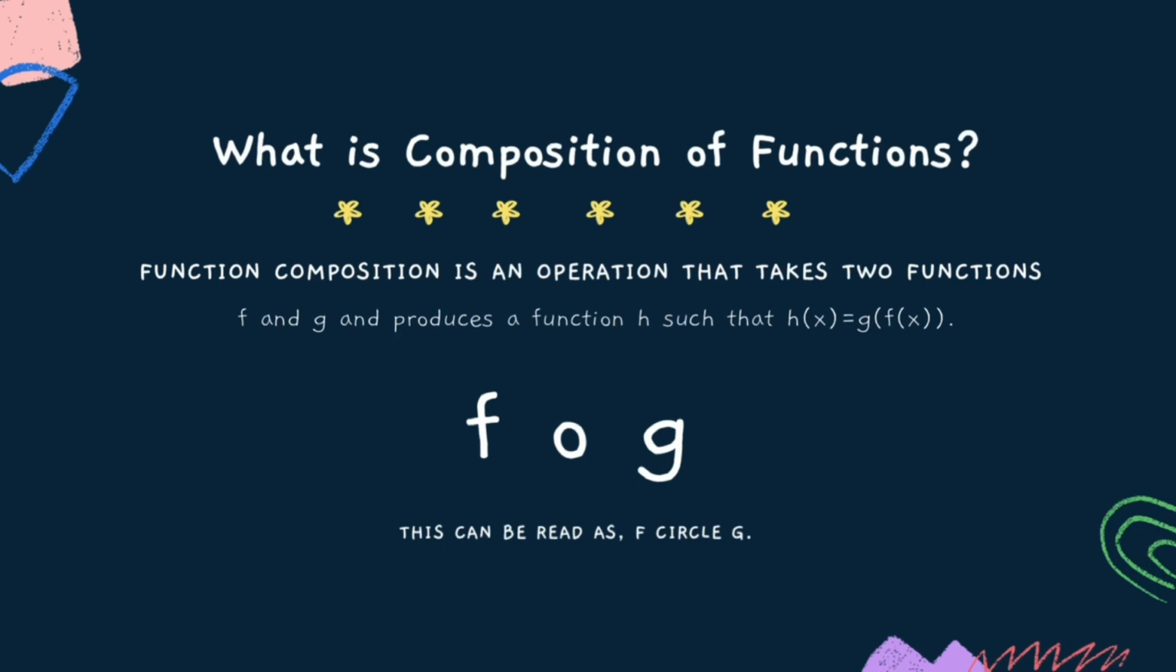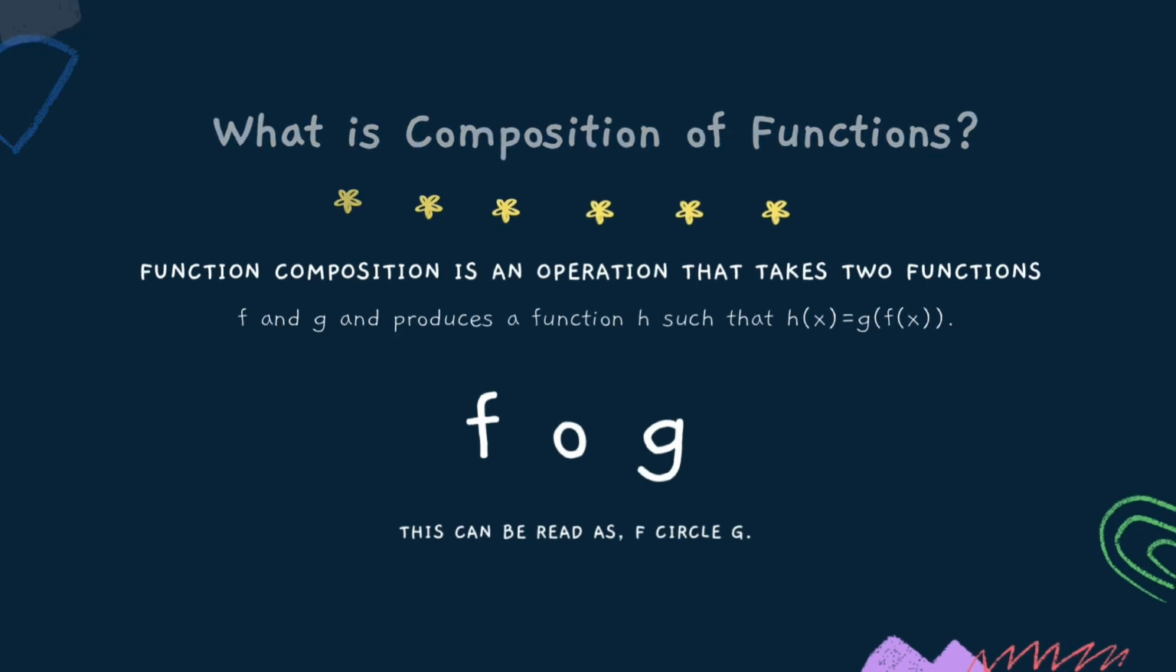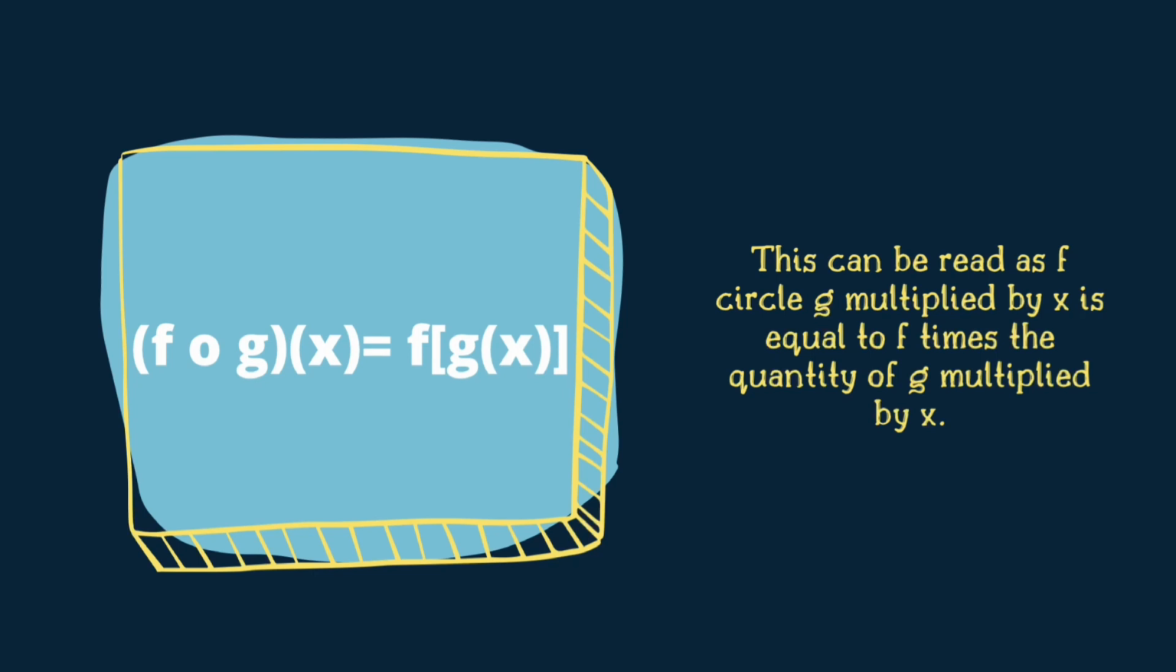In simpler terms, when you are given two functions, say for example functions f and g, the composition of functions is when you will compose function f with function g. It is denoted by f circle g. This is read as f circle g. It is defined by the equation (f ∘ g)(x) is equal to f(g(x)). In this equation, f is a dependent function and g is an independent function.